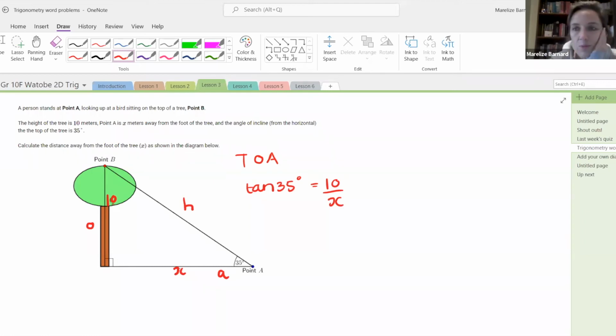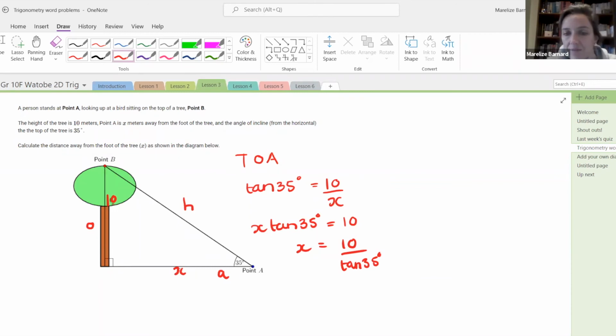Now because we want to solve for x, we're going to times by x on both sides. Or some of you said to me last week that you replace the tan and x, you swap them over. Okay, that's one way. If that's how you learned it, that's fine, as long as you understand why we do it. Okay, so now we divide by tan 35 to get x on its own. Now, calculator.